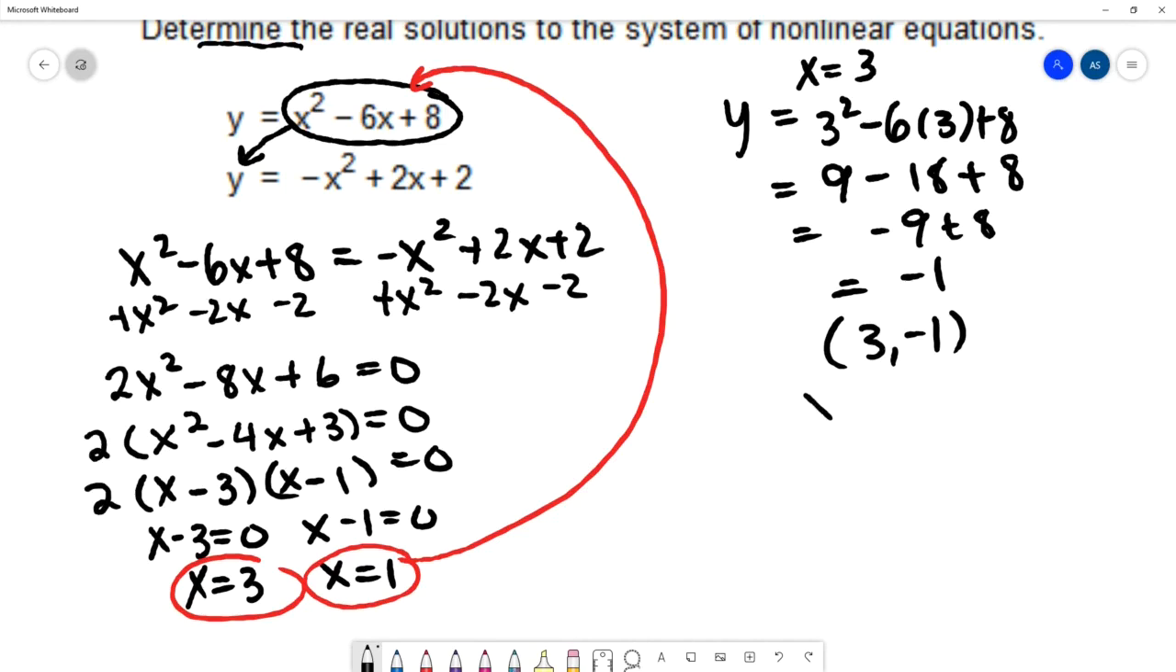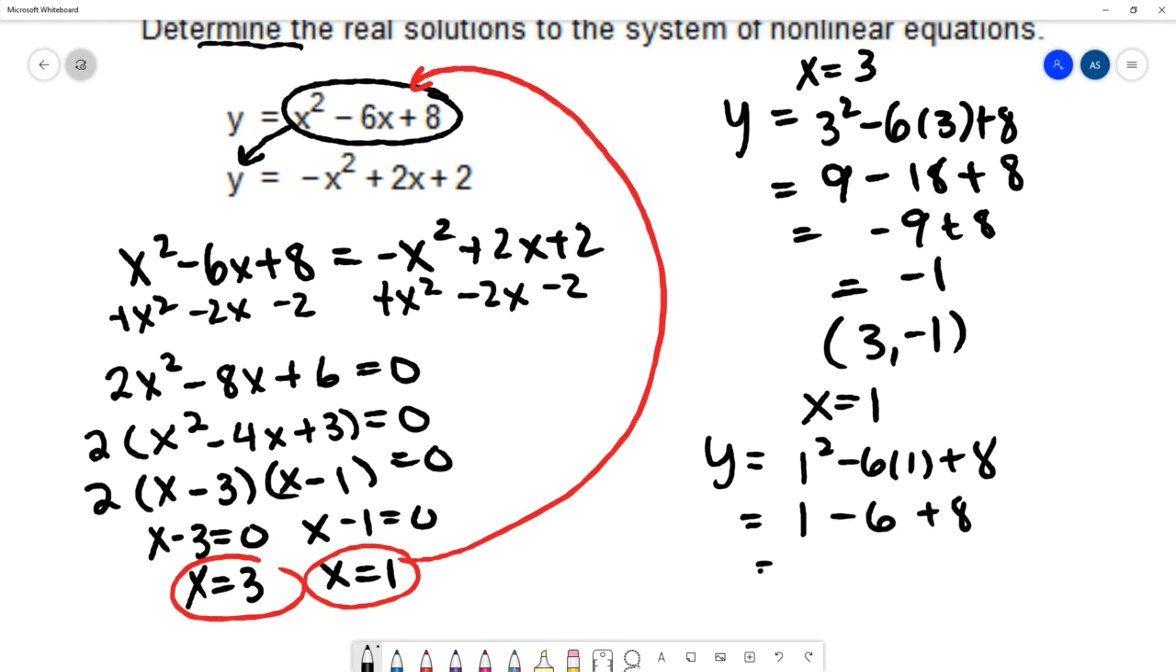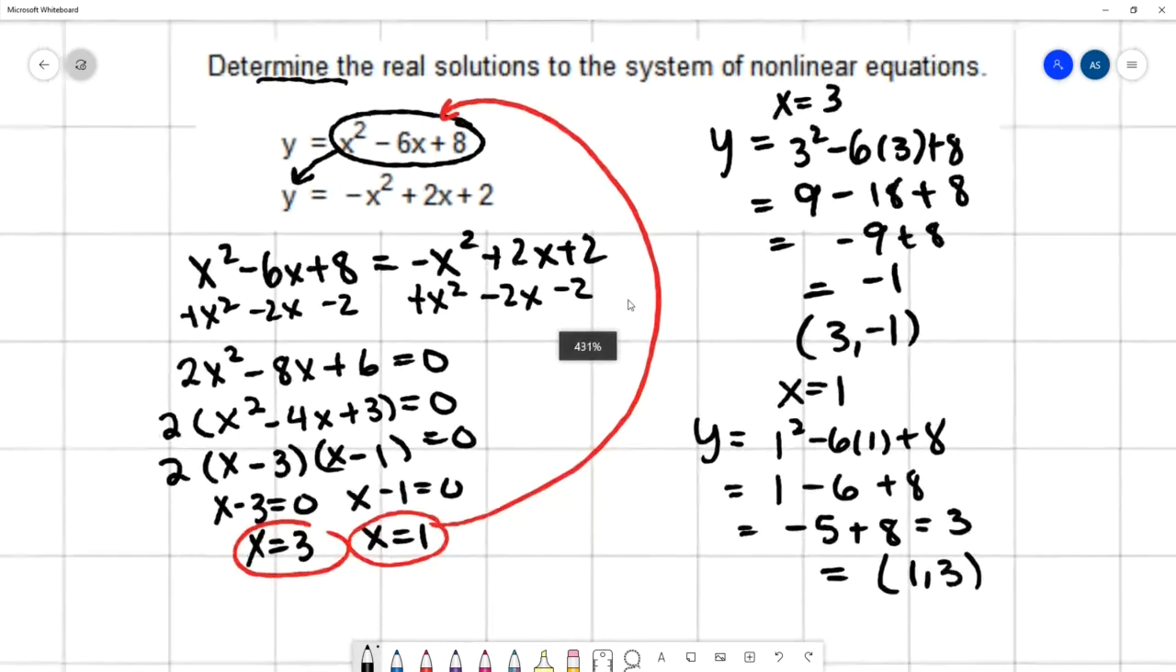For the other one, we have x is equal to 1. y is equal to 1 squared minus 6 times 1 plus 8. 1 squared is 1. 6 times 1 is 6. 1 minus 6 would be negative 5, plus 8 would be 3. So the other solution is (1, 3). We have our two solutions using the substitution method.